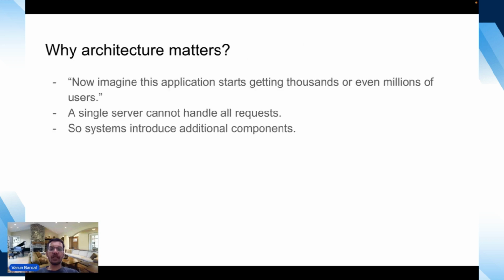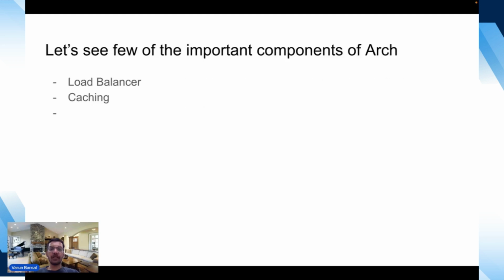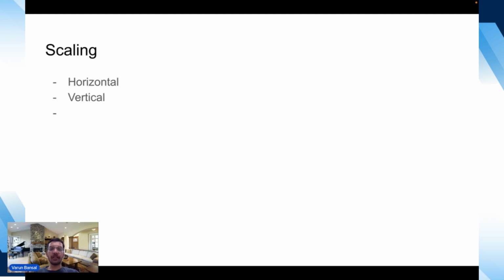Coming to the question which we started with, why does the architecture matter? We already discussed that our application can start getting thousands or even millions of users at any given point. And we are all aware that a single server cannot handle all the requests, right? So we need to introduce some components. Don't worry if you did not get the last two pointers, I have prepared next slides for a deep dive into all these things, right?